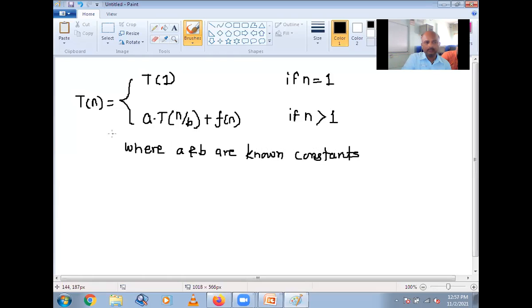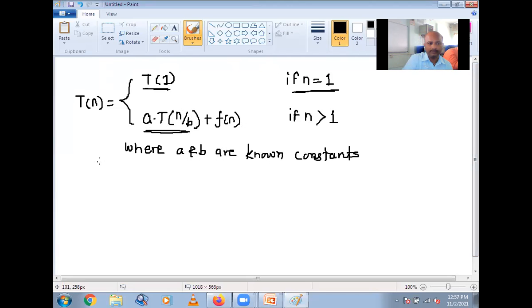If n is equal to 1, then instead of G of n we can write T of 1. If n is greater than 1, then we can write a into T of n by b plus f of n, where a and b are known constants. We'll see one example on this.